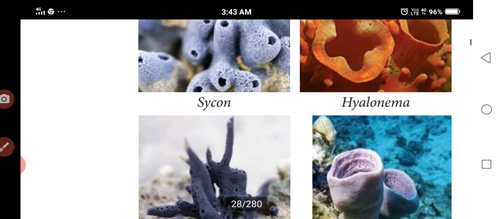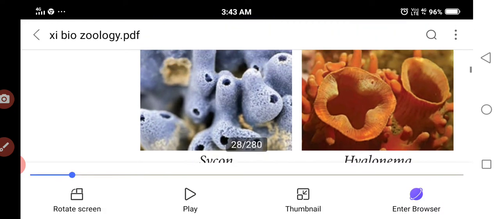So this is phylum Porifera. Phylum Porifera means pore-like structures are formed in the body. Sponges are multicellular and asymmetrical, with pore-like structures. The body is made up of calcium and silica. The osculum is formed by that. What are the uses of the osculum?